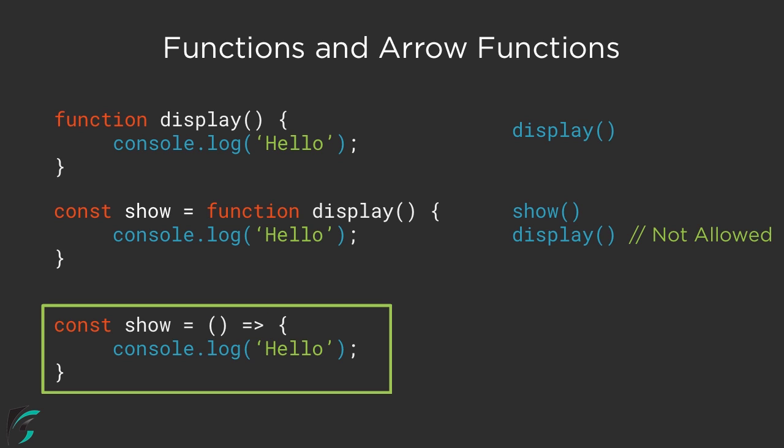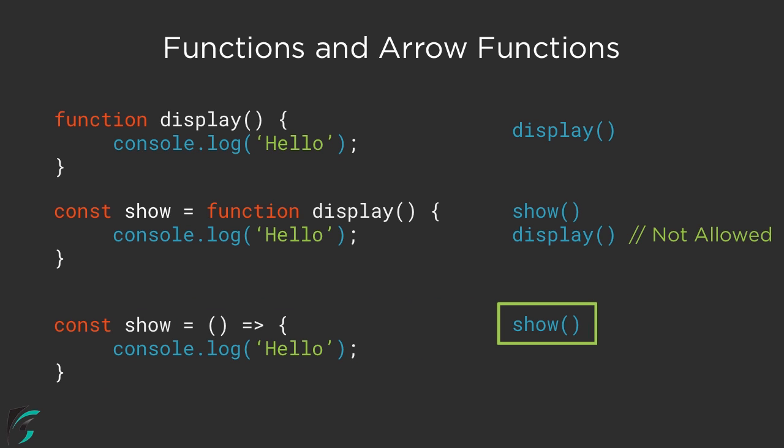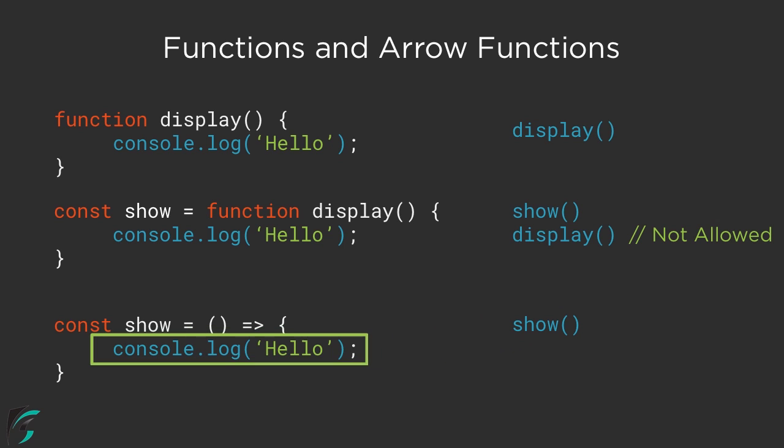To call this function, as you have guessed it already, you can use the name show. This will execute your code here. Great. So always remember the arrow function uses this arrow symbol.